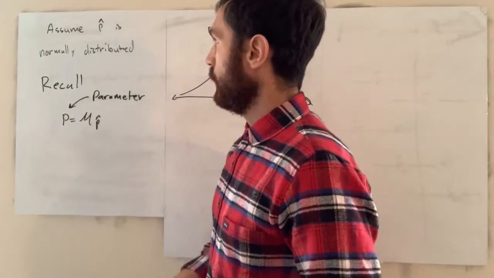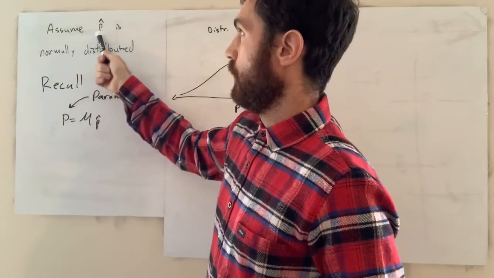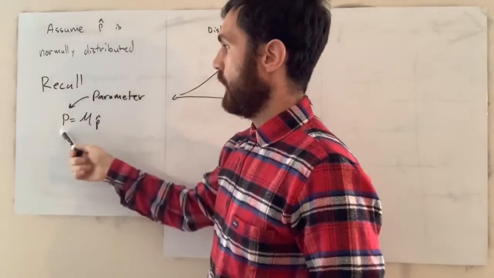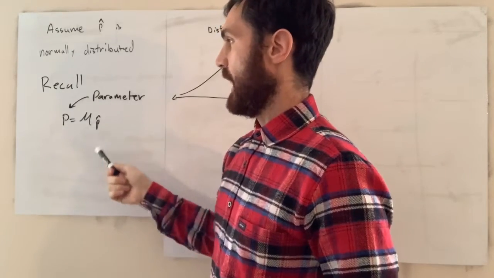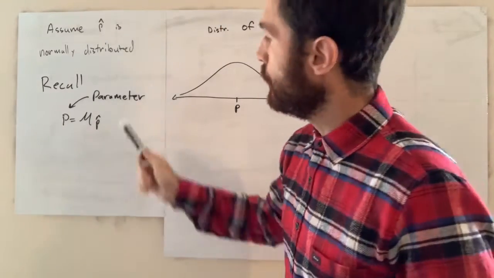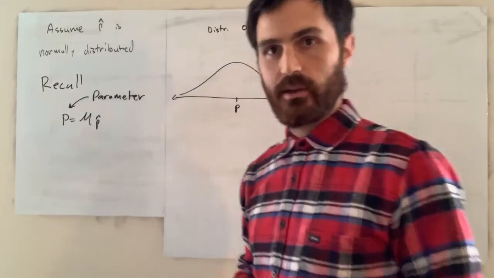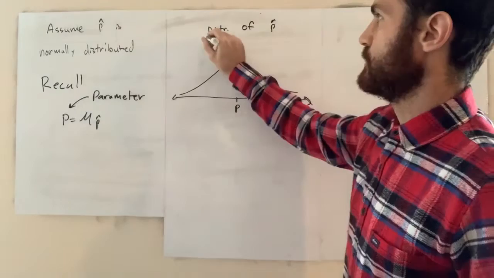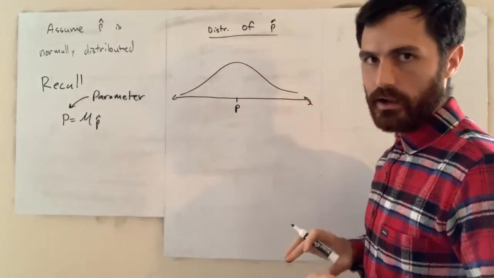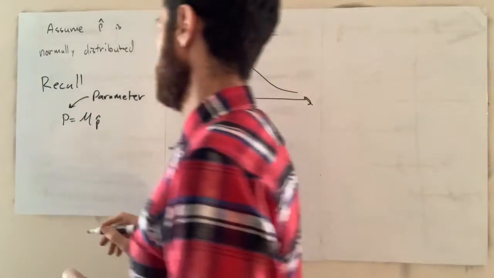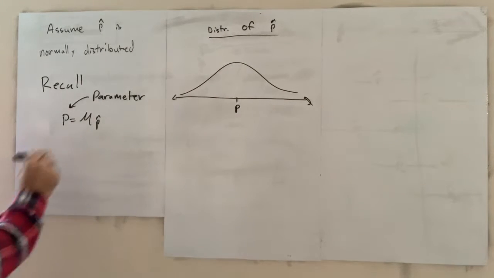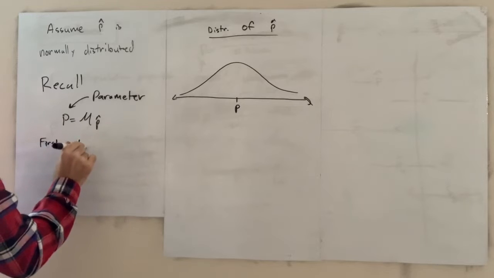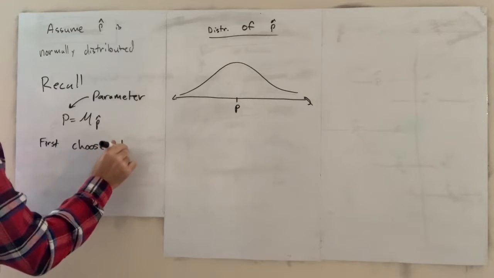Now, recall that for p hat, it actually doesn't matter if it's normally distributed. The expected value of p hat is always p. It's always going to be this parameter that we're searching for. So we can draw the distribution of p hat this way. And the first step we're going to do is choose how much confidence we want.